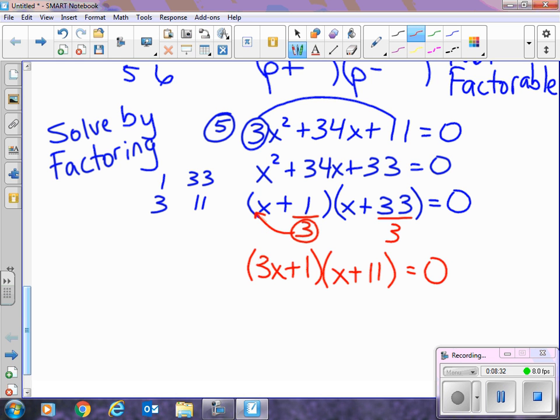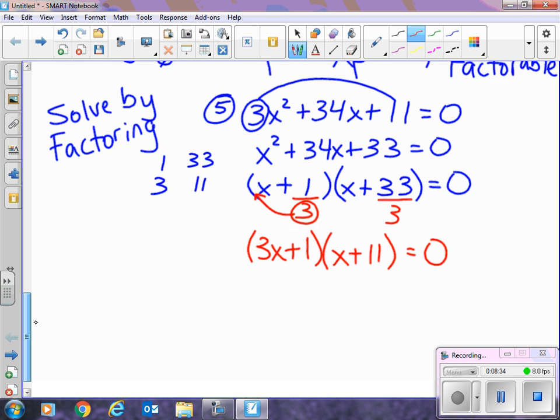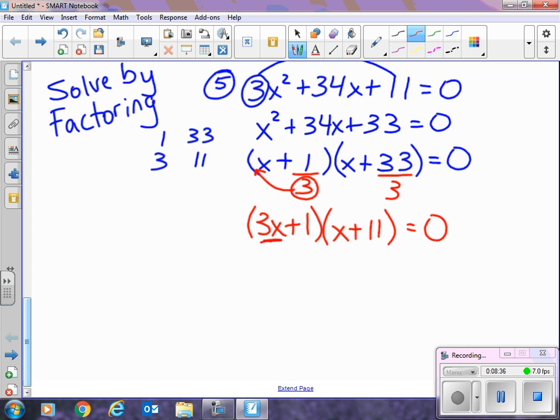Okay, and then if you do a quick check before you go any further, just to make sure you're in the right ballpark, 3x times x is going to make 3x squared. 1 times 11 is going to make 11. So we know we've got the right numbers and the right signs happening here.